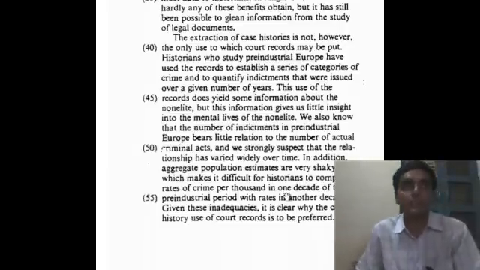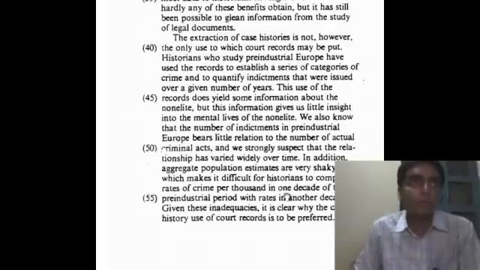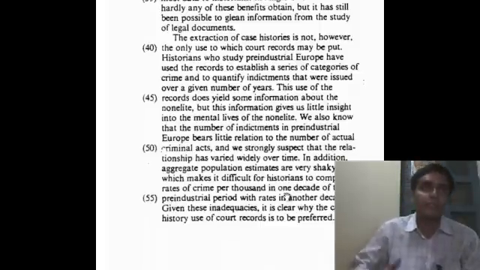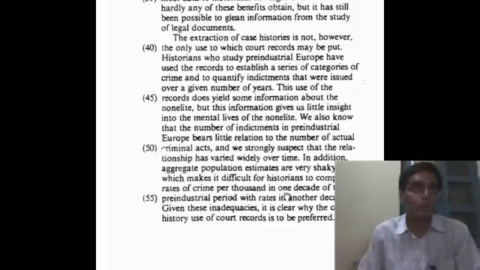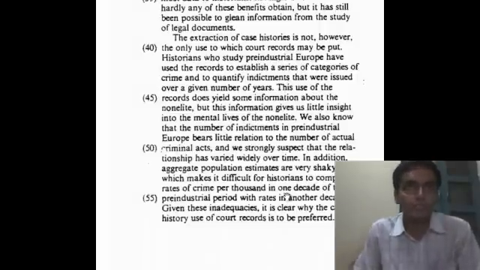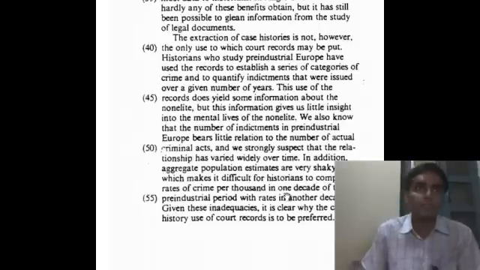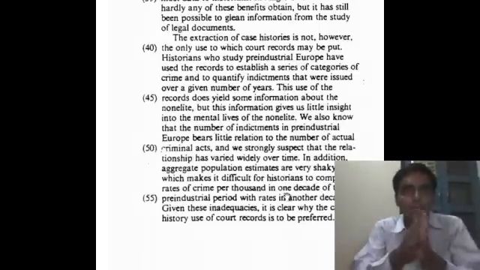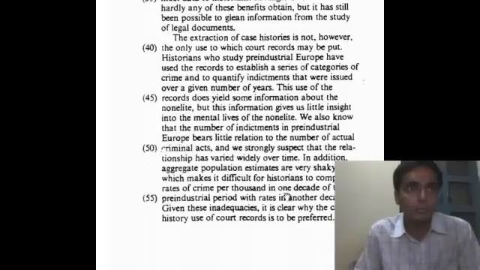Historians who have studied pre-industrial Europe have used these records to establish a series of crimes and to quantify the indictments that were issued over a given number of years. This use of records does yield some information about the non-elite, but this information gives us little insight into the mental lives of the non-elite. We also know that the number of indictments in pre-industrial Europe bears little relation to the number of actual crimes, and we strongly suspect that the relationship has varied over time.